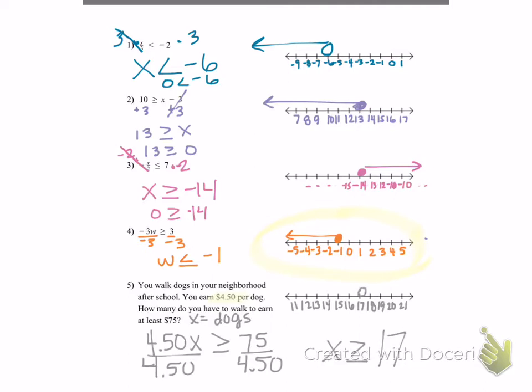So remember, that's going to be our closed circle at 17. And keep in mind, x is greater than or equal to 17. So that means those are numbers bigger than 17 that have to be included in your line, like 18, 19, 20, 21. So all of those amounts of dogs will get you more than $75 a week. So hopefully you're making money if you're walking those dogs.